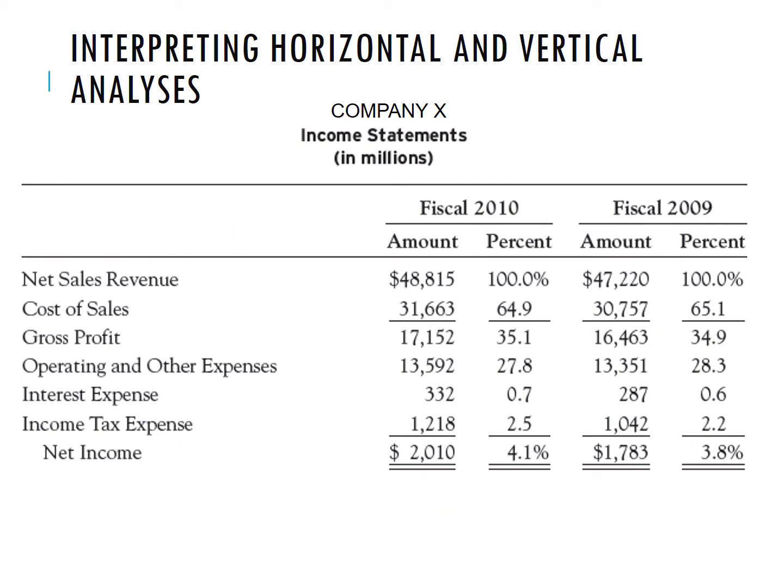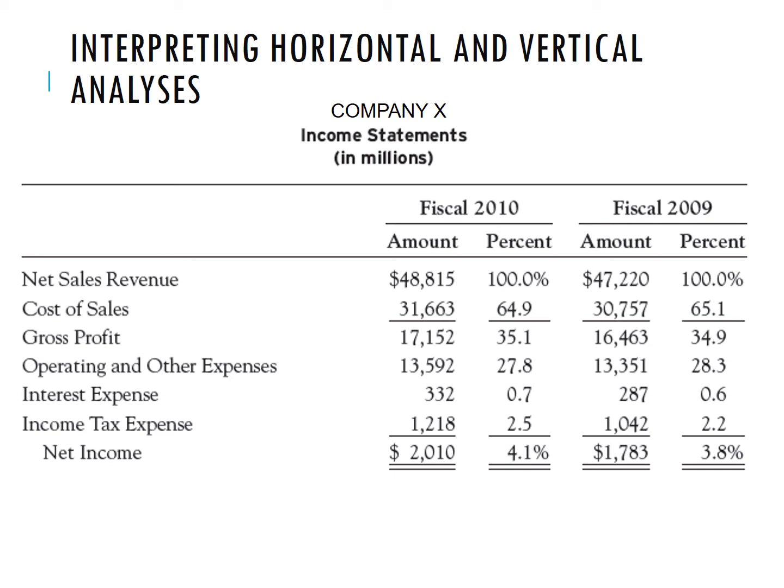So on the next slide, we want to be sure that we also look at the income statement. When you first look at this, Company X experienced a small decrease in its percentage of cost of sales in relation to sales revenue from fiscal year 2009 to 2010. Decreasing cost of sales generally results in a higher gross profit, and in this case, it resulted in a higher gross profit. So, how was this able to happen?